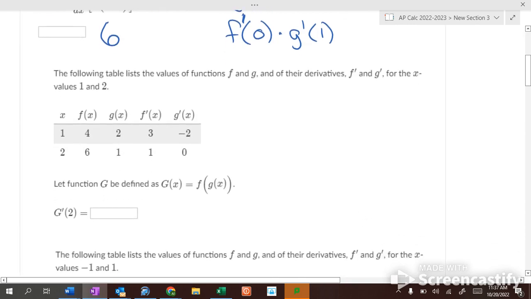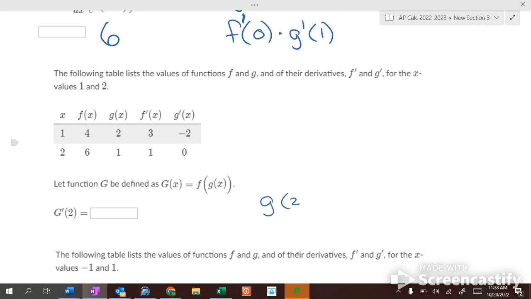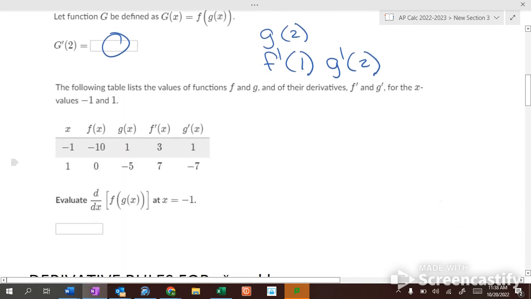Let's do another one of those. f of g of x, where we're doing g prime of 2. So what is g of 2 equal to? g of 2 is equal to 1. So we have to find the first derivative of f at 1 and the first derivative of g at 2. So it's 3 times 0, which is 0. Okay, that's the chain rule using tables.